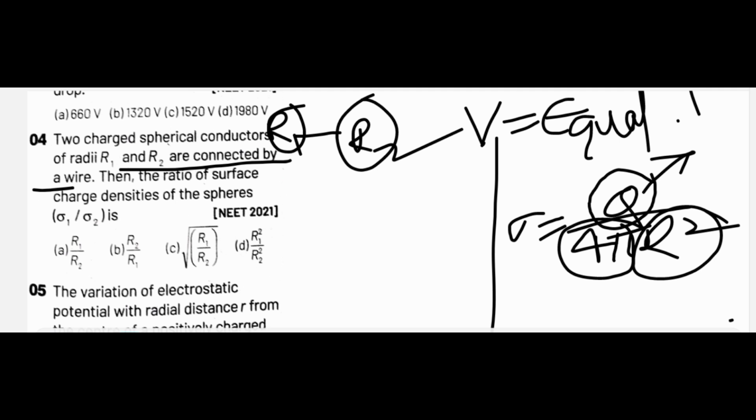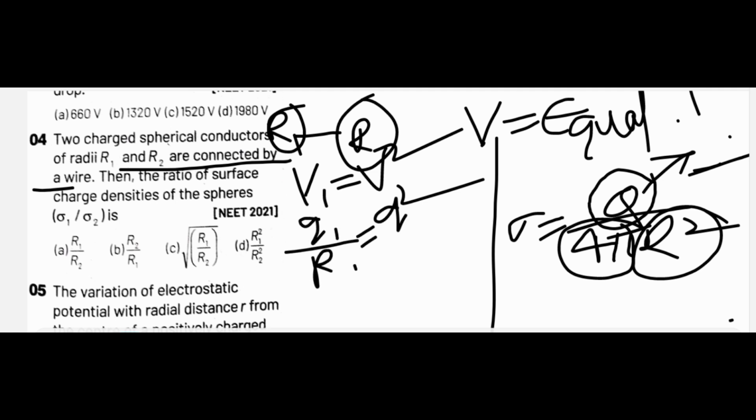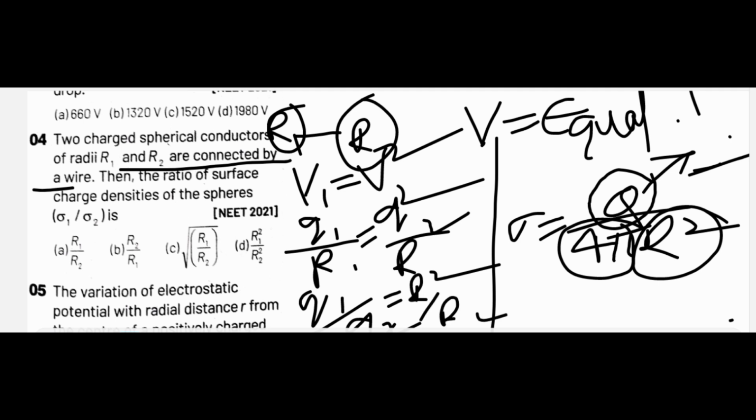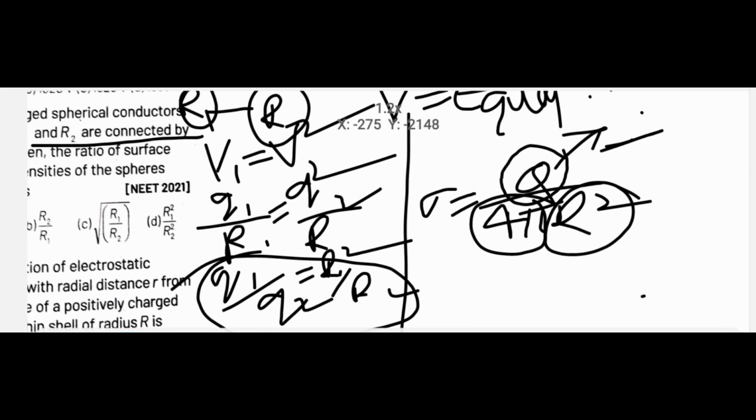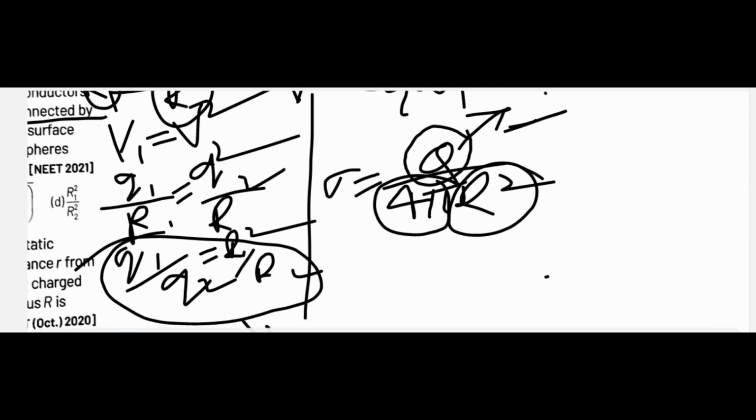How is it possible? I have told you that V is equal, so we can write V1 is equal to V2. If so, q by r: q1 by r1 is equal to q2 by r2. So you can write q1 by q2 is equal to r1 by r2. We can take this q1 by q2 value, r1 by r2, for our final equation, that is sigma is equal to q by 4 pi r square.